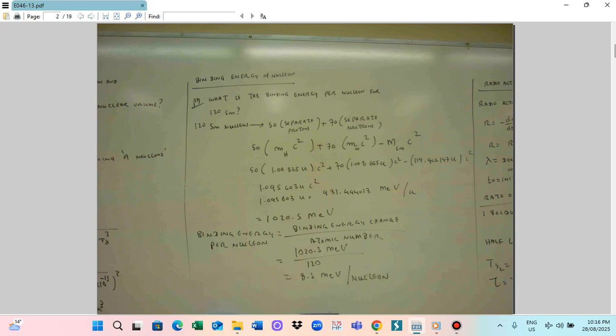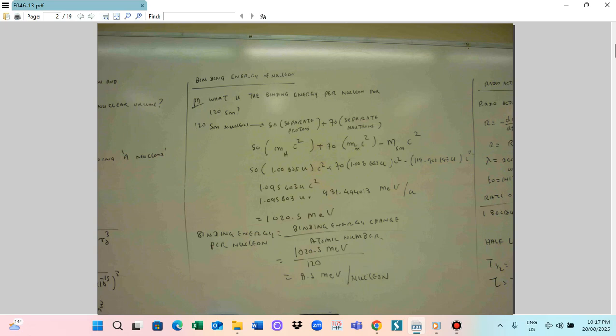So this c square is in electron volts, and can also be calculated. This 1.095603 u multiplied by c square is also equal to 931.494013 mega electron volt per unit. So u means atomic mass unit. By solving this one, we get 1020.5 mega electron volt. So this is for the 120Sn nucleus.